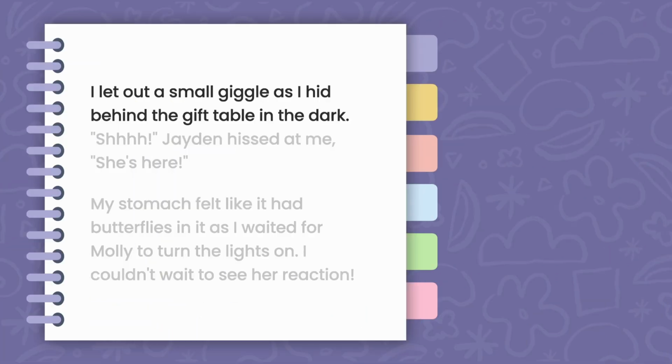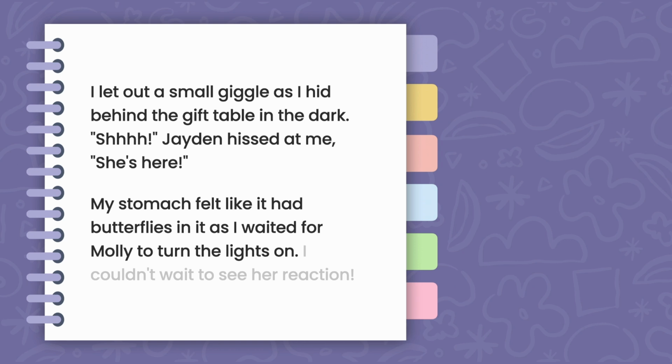I let out a small giggle as I hid behind the gift table in the dark. Shh, Jaden hissed at me. She's here. My stomach felt like it had butterflies in it as I waited for Molly to turn the lights on. I couldn't wait to see her reaction.